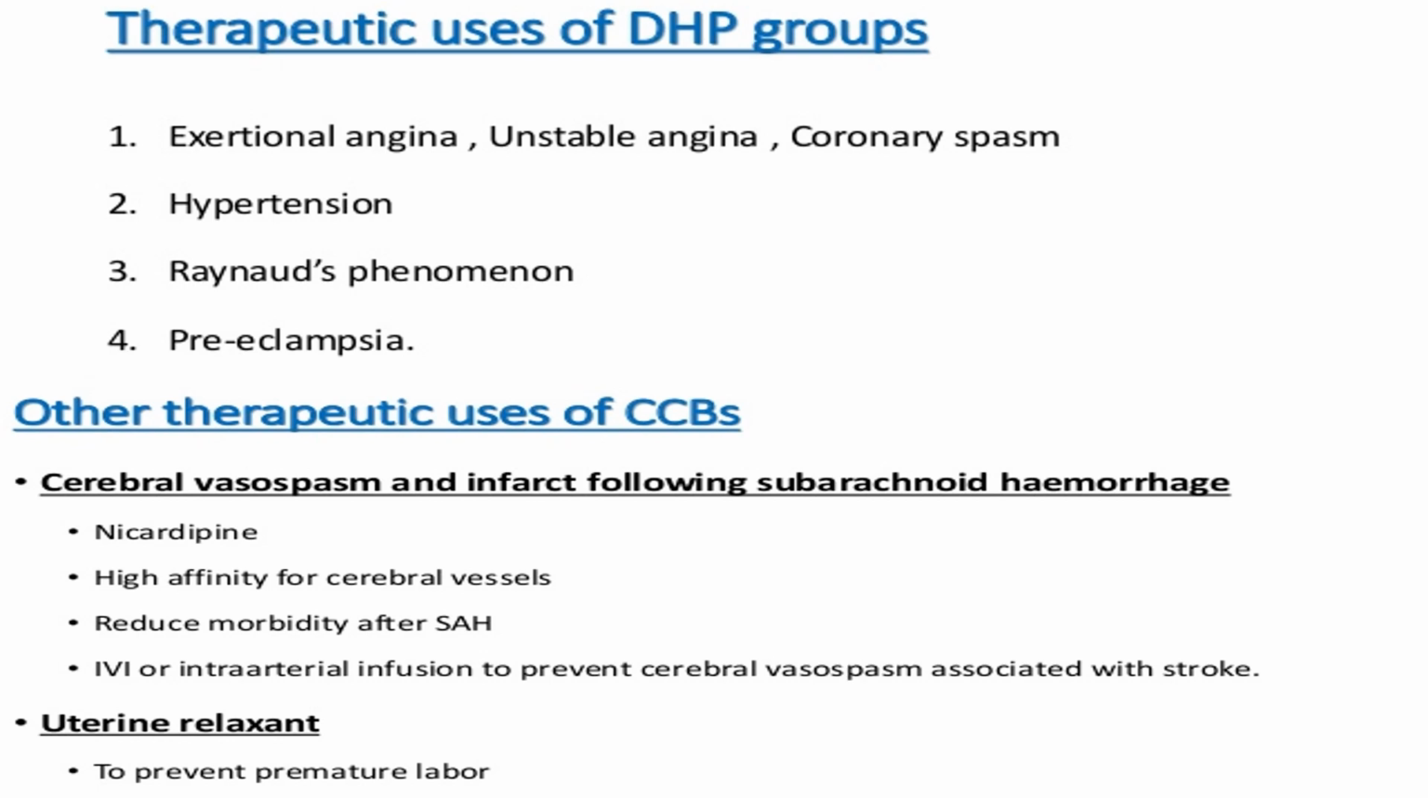Now, what are the other uses? As we have already said earlier, in cerebral vasospasm and in subarachnoid hemorrhage, and up to some extent it is also used as a uterine relaxant.